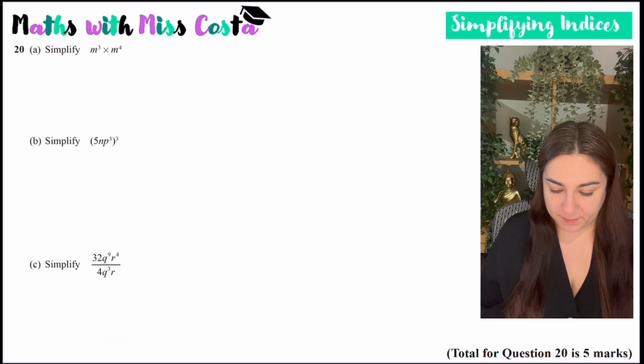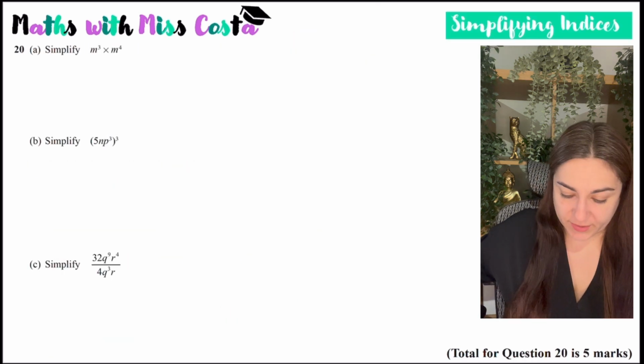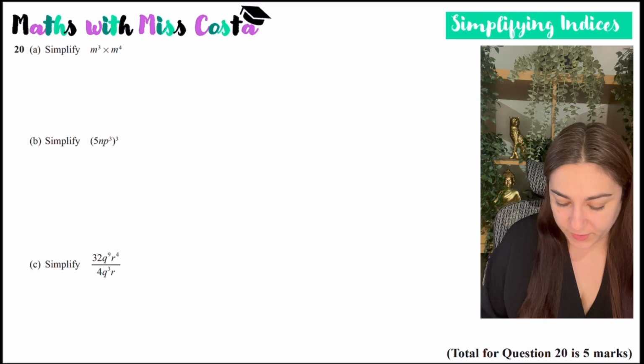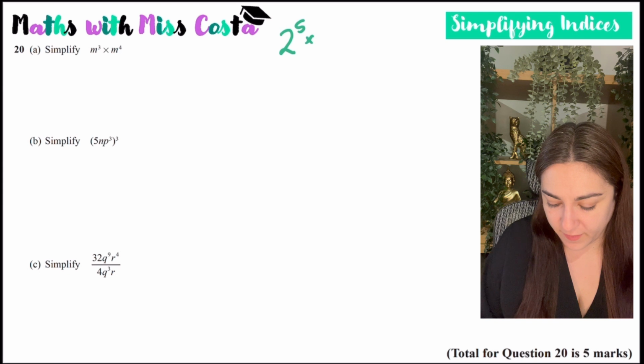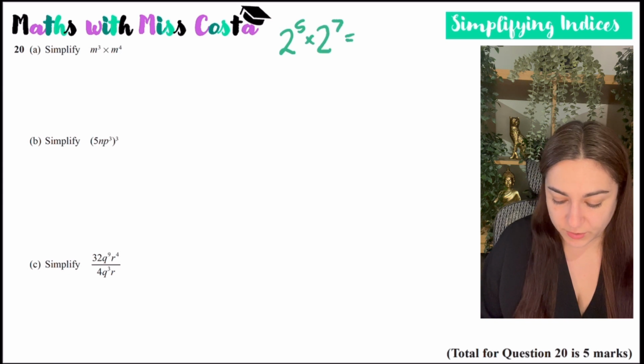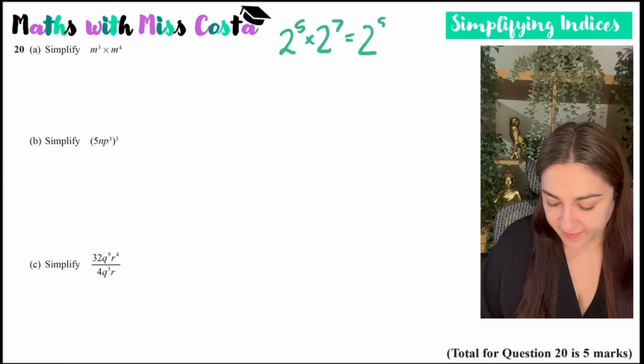Okay, next we've got simplifying indices. So we just need to know a few of the rules. When you're multiplying indices, like if you've got 2 to the power of 5 times 2 to the power of 7, what do you do? You add the indices together.